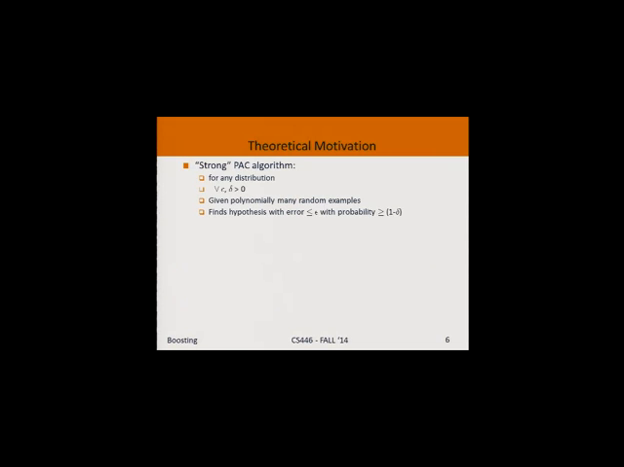Okay, so this is the theoretical motivation. This is a definition that we've seen. Right, so this is PAC learning, or here I'm calling it strong PAC learning. For any distribution, for every epsilon and delta of your choice, given polynomially many random examples, a strong PAC learning algorithm finds a hypothesis that has error less than epsilon with confidence at least 1 minus delta. Okay?